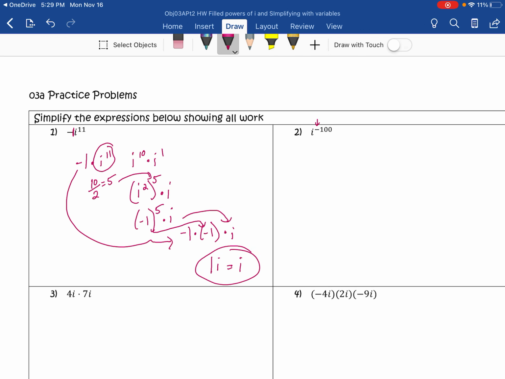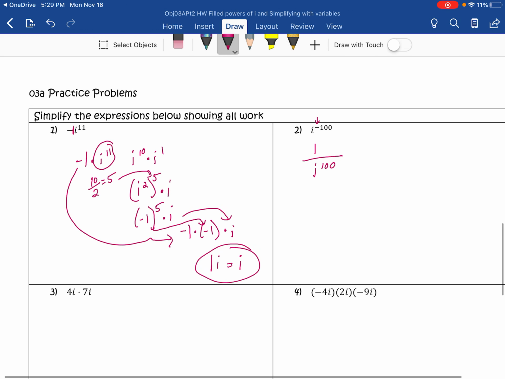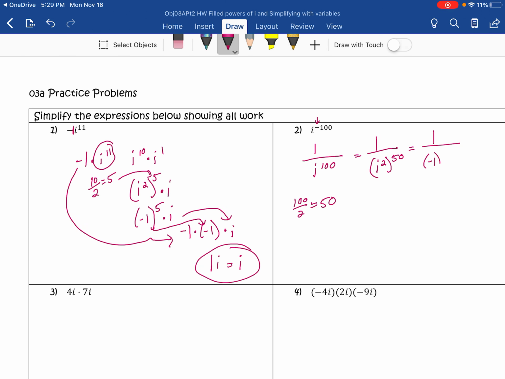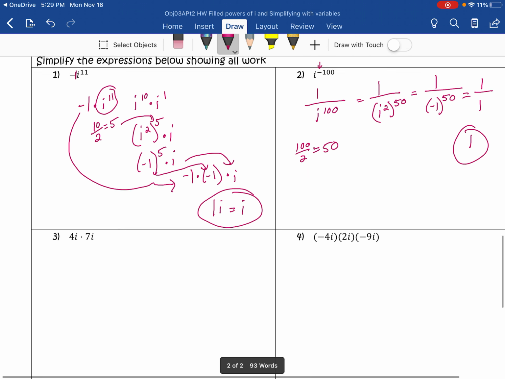When you have a negative in the exponent, what you do to make that positive is you put it in the denominator. So this is going to be i to the positive 100 power. Then all I do is simplify this. I know 100 divided by 2 is 50. So when I rewrite this, this is going to be 1 over i squared to the 50th power, which is going to be negative 1 to the 50th power, which is going to be 1 over 1, which is just 1. That's my final answer.